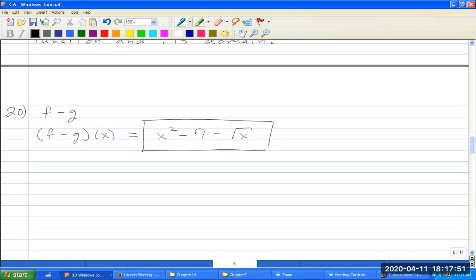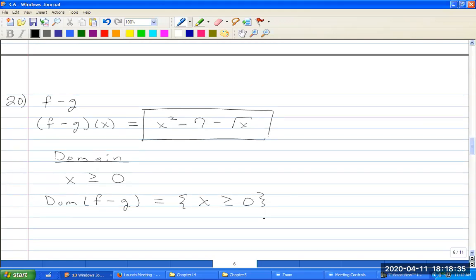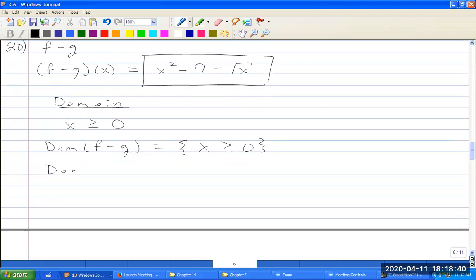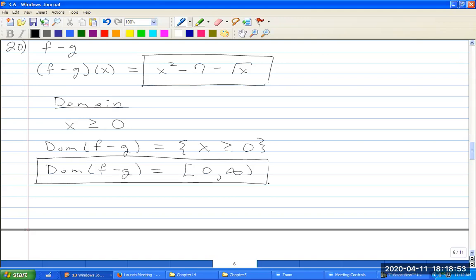So let's find the domain of this. Well, I can take any number and square it and subtract 7 from it. But I have a square root, and I don't want to take square roots of negative numbers. So I want whatever is within the square root to be non-negative. And so the domain of f minus g is just the set of all x's greater than or equal to 0. The domain is just the closed interval from 0 to infinity. And that's your answer.